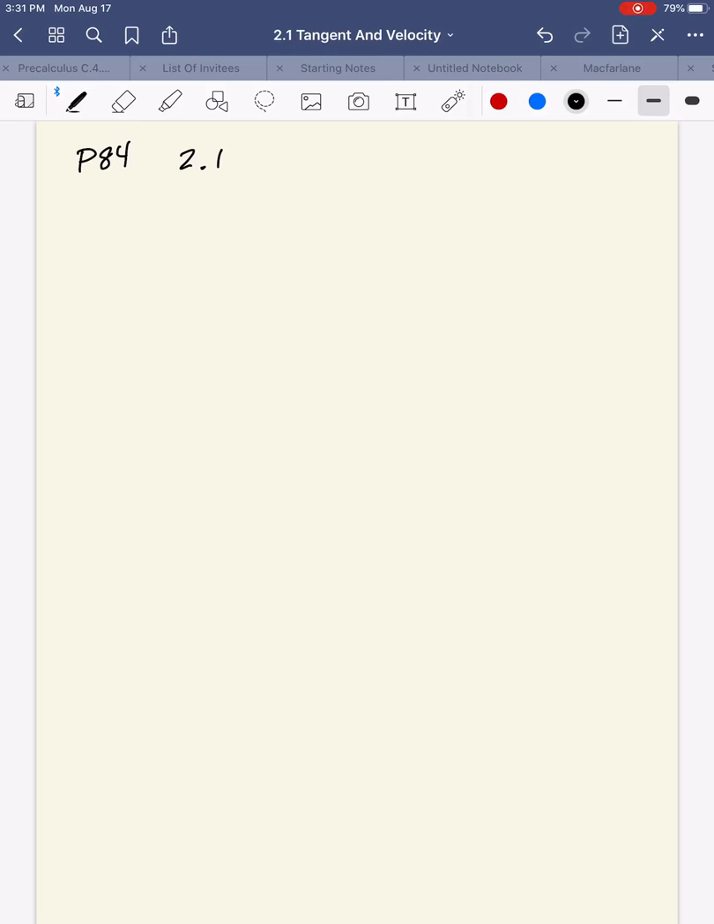It's about the material covered in the book on page 84, chapter 2, section 1. And we're talking about tangent and velocity problems. Now, the first question that comes up is about tangent lines to functions.